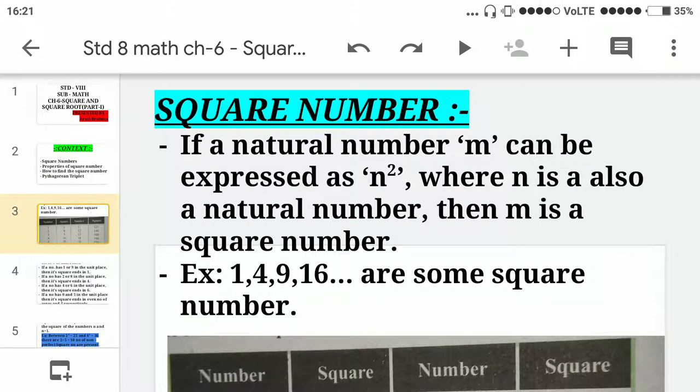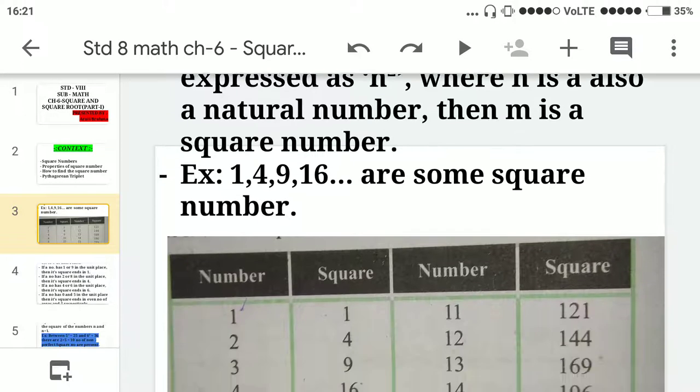What do you mean by square number? If a natural number m can be expressed as n square, where n is also a natural number, then m is a square number. What does that mean? Let's say m is a natural number. M can be expressed as n square. That means 16 can be expressed as 4 square. So since 4 is a natural number, 16 is a square number, where 16 can be represented as the square of 4. So here's an example of square numbers: 1, 4, 9 and 16 are some square numbers.